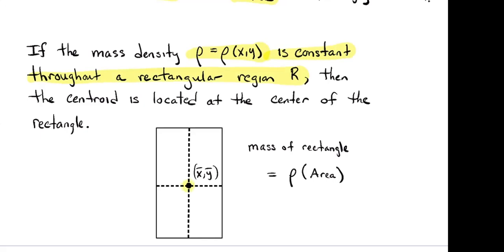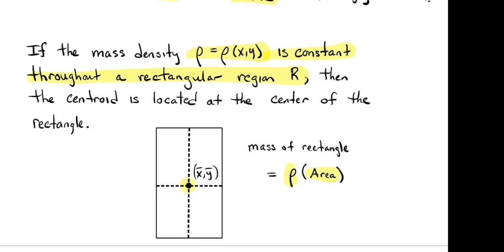We've said the center of the rectangle is its centroid. Okay, so we've already talked about that. If you want to find the centroid of a rectangle, it's the point that is equidistant from both sets of parallel sides. The mass of that rectangle, well, you would take the density and multiply it by its area, right?